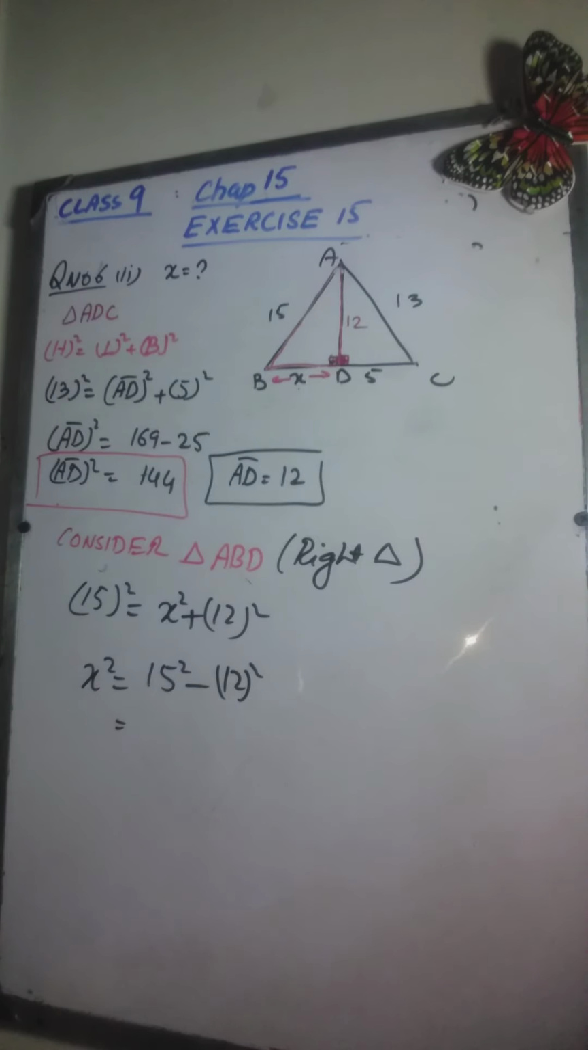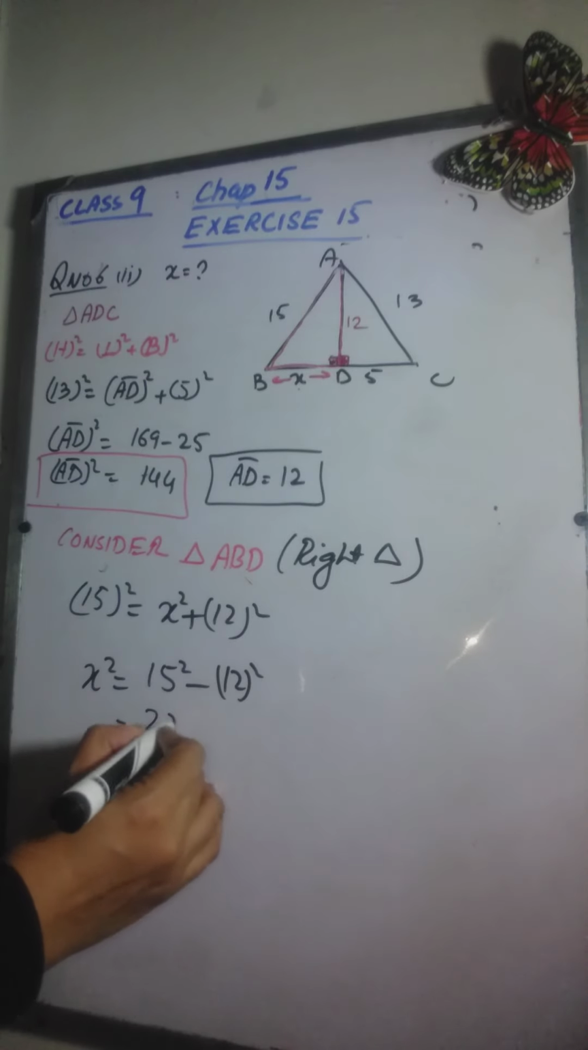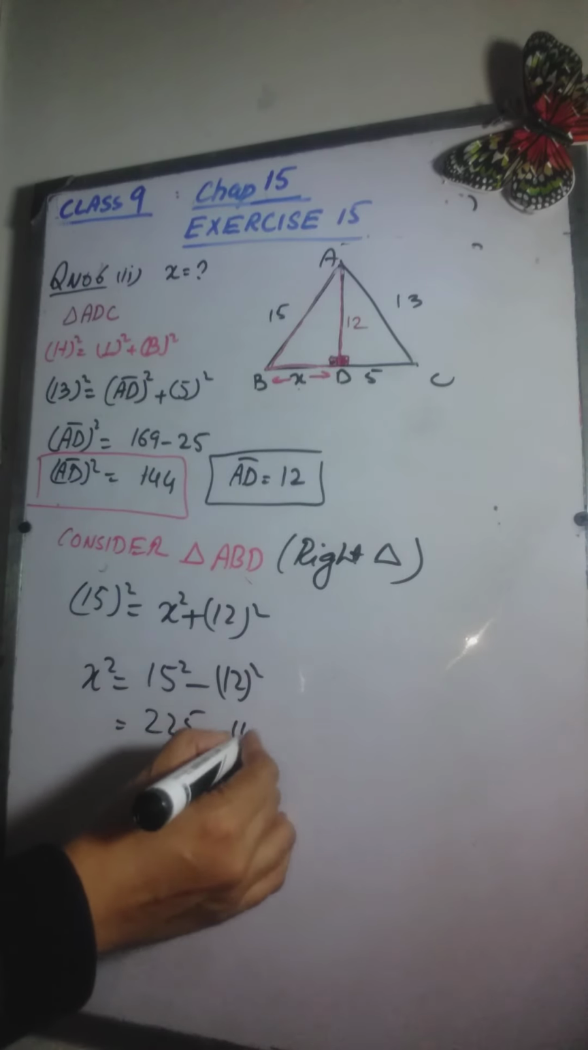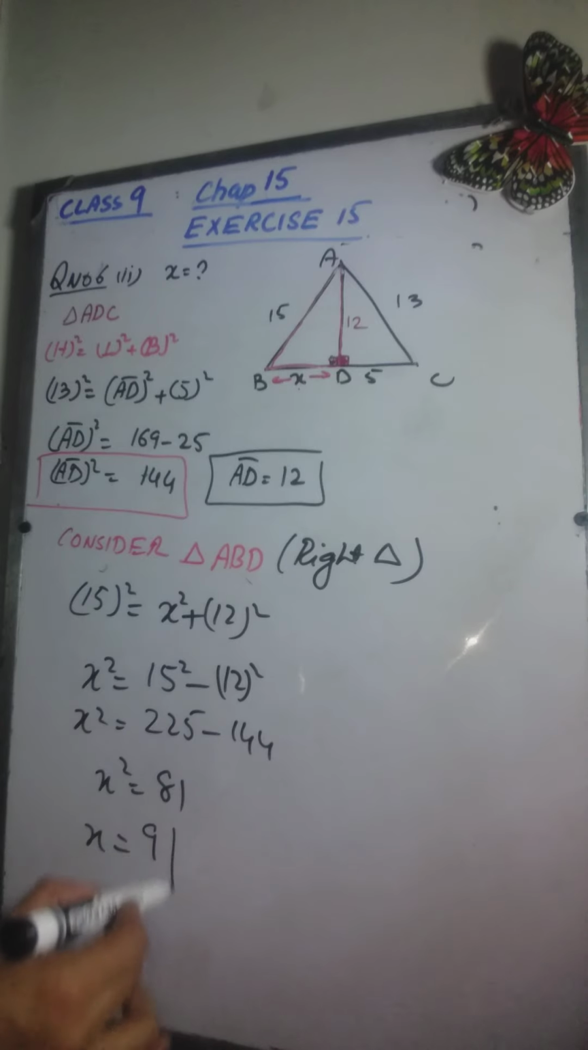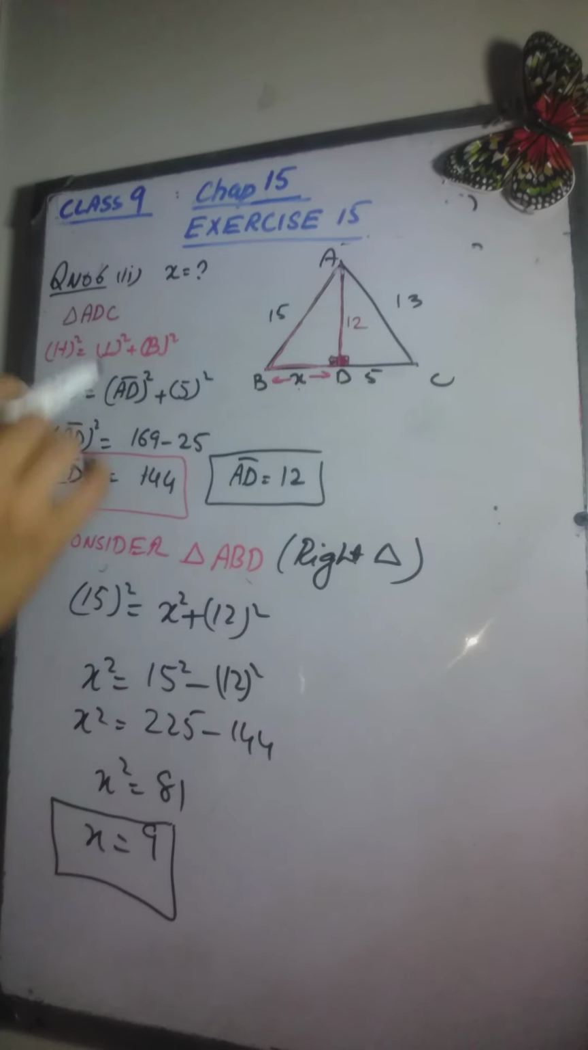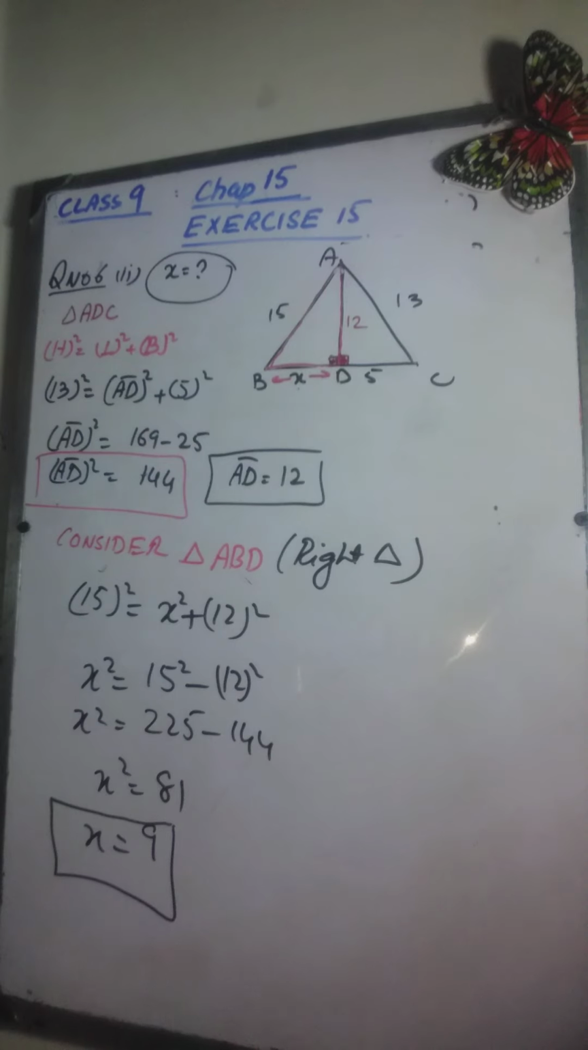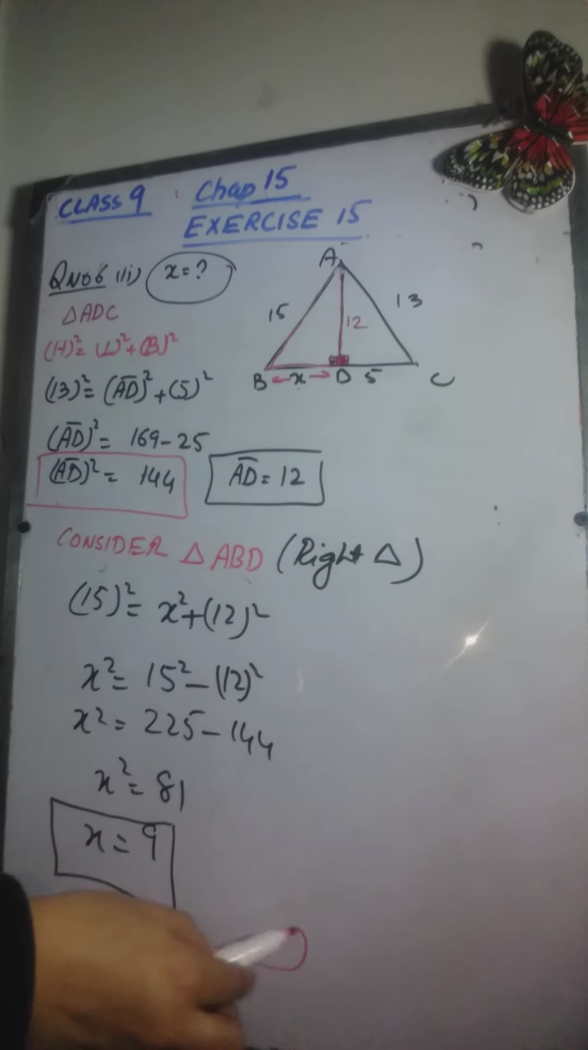We know that 15 square is equal to 225 and 12 square is 144. So subtracting these two, we are going to get the value of x square, which is 81, and x will be equal to the positive square root of 81, which is 9. Okay, plus 9. So this is how we can find the value of x, and this is all we have to do in this question. So this completes the solution of question number 6.